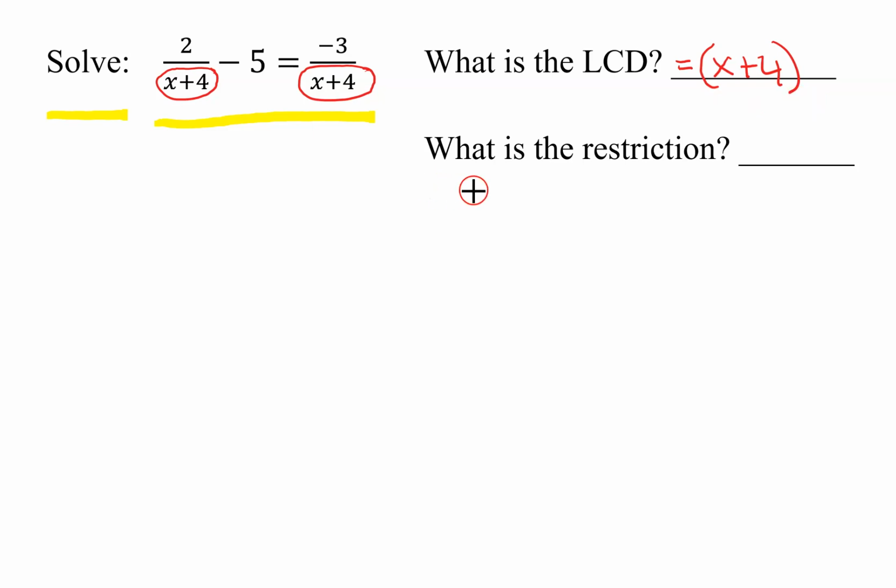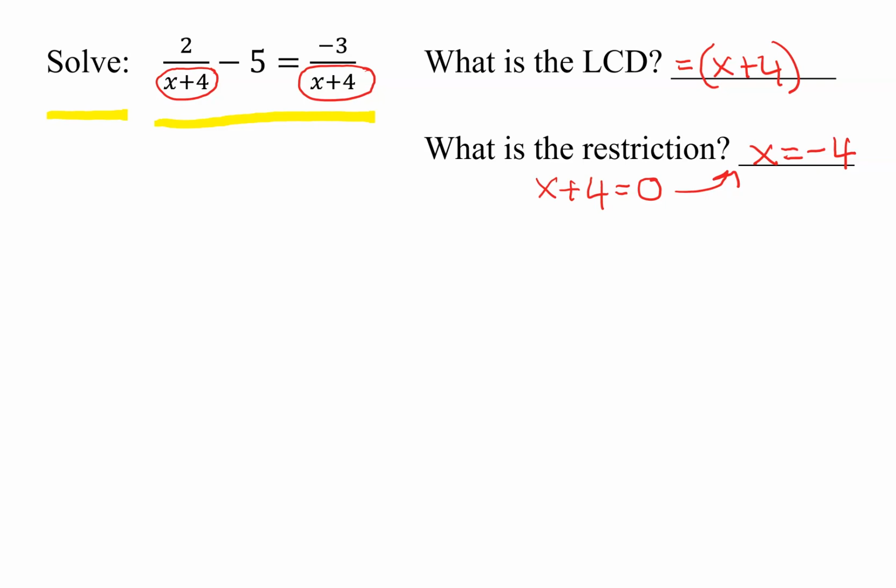Then we have to find what the restrictions on the values of x are for this problem. Those are values that make your denominator 0. So what we do is we take our denominator and we set it equal to 0. We have a simple linear equation. If you subtract 4 from both sides, I'm going to get x equals negative 4. That is the value of x that will make this denominator and this one equal to 0.